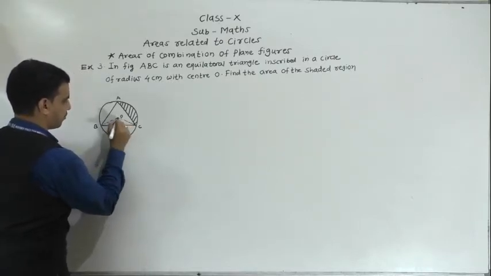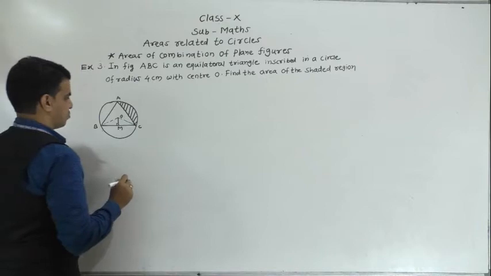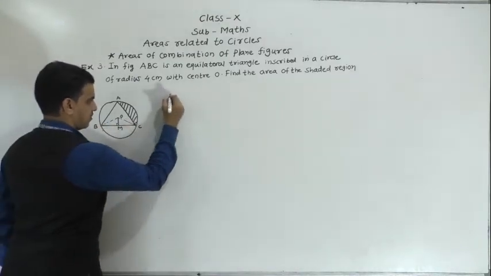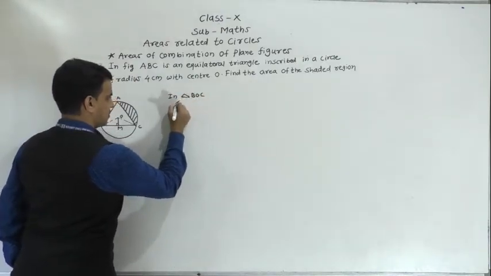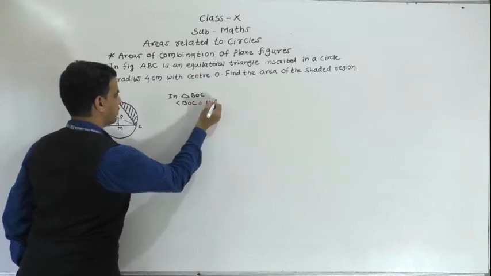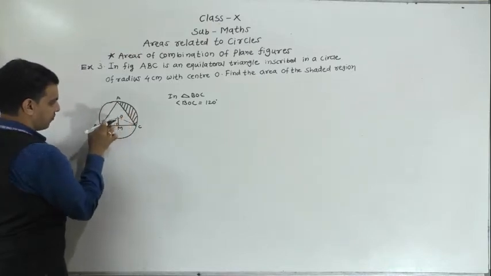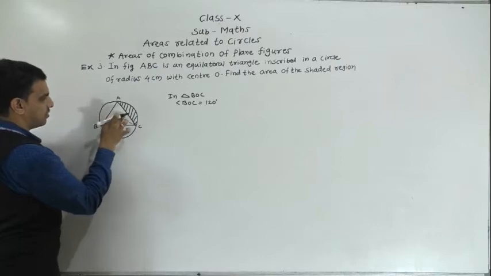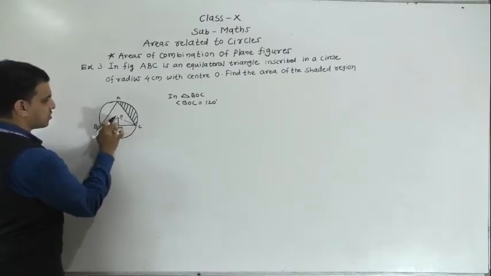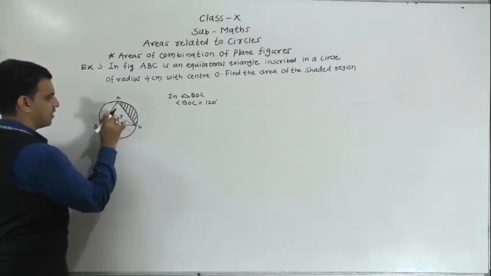And we have to draw a perpendicular OM, suppose, on BC. Okay. So see here, in triangle BOC, this angle BOC is equal to 120 degree. Okay, why is it 120? Because if we join this OA, we will get three triangles, that is OAB, OBC and OAC. So these three triangles are congruent triangles, okay? So each angle, that is angle AOB, angle BOC and angle AOC, these three angles are equal.